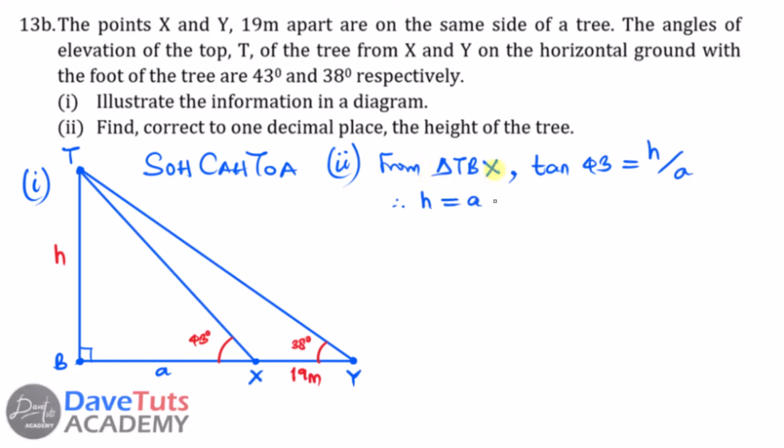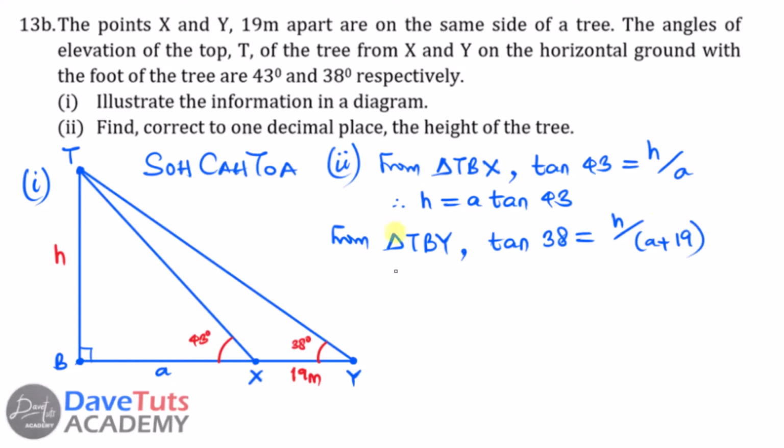Then from the other triangle TBY, again we use tangent, relating the opposite to the adjacent. Now tan 38 is also equal to the opposite, which is h, over the adjacent, which in this place is the combination of a and 19. You can see from the base of the tree to the point y. So I have a plus 19 meters, such that in this second case the height of the tree is h equals (a plus 19) tan 38.